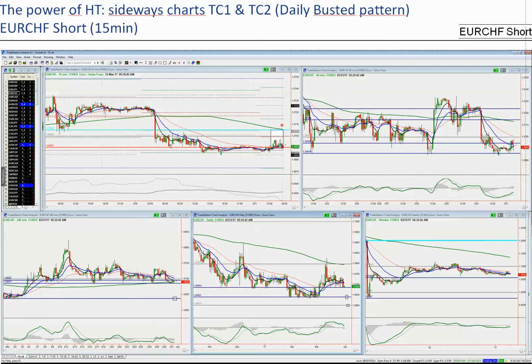This is an interesting trade of the week that actually shows you the power of the higher time frames. It's a comparative study. I'm going to show you this currency pair, the Euro Swiss on the 15-minute, which is the short pattern, here in this case a busted pattern. We're going to see two slides analyzing the trade, and then following we will see two slides on crude oil, 15-minute going long.